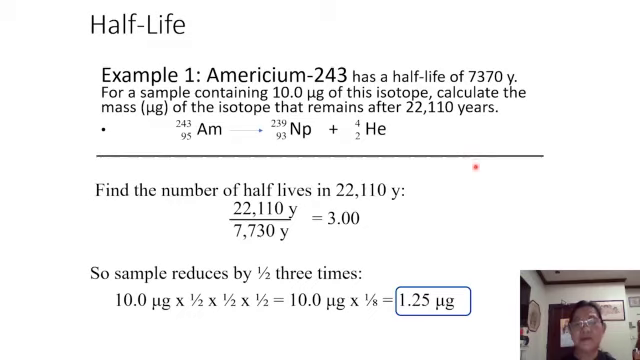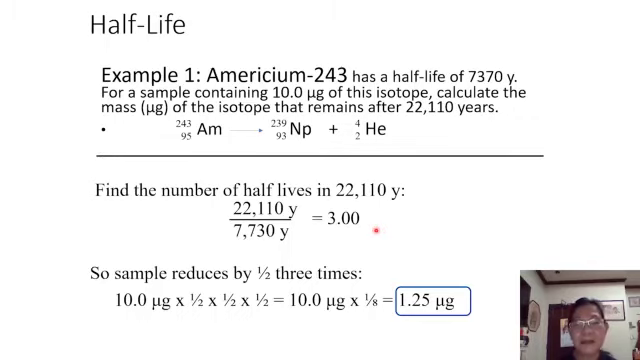If you are very good in math, you can easily see that 22,110 is a multiple of 7,370 years. 22,110 years divided by 7,370 years is equal to 3. So it's a perfect whole number. That means there are 3 half-lives, or 3 half-lives have been undergone by americium.